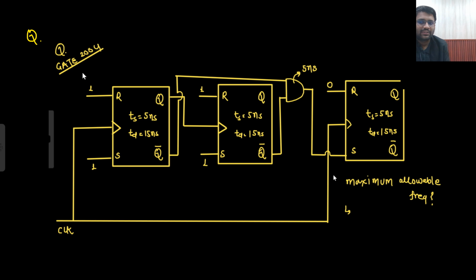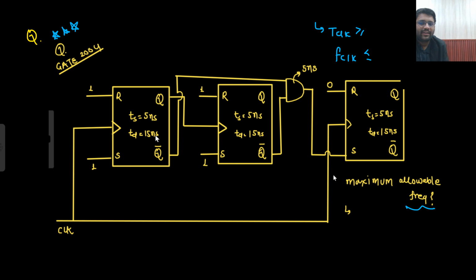Let's go to the next question, which is a GATE examination question and one of the best questions of complete digital electronics. Maximum allowable frequency. What does that mean? They are asking t clock should be greater than or equal to what, or you can say f clock should be less than or equal to what. So this is something I need to find out.